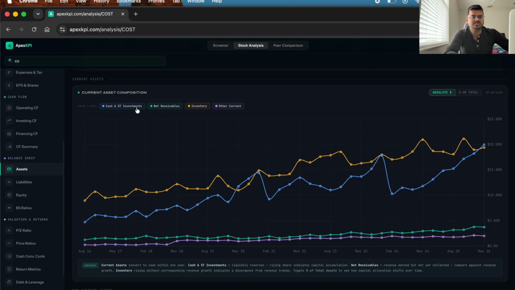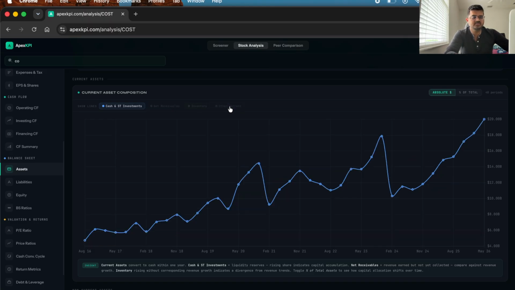So Costco has mentioned four segments as current asset. First one is cash and short-term investment. Second one is net receivable. Third one is inventory, and fourth one is other current asset. So here we can uncheck these three things and first look at the cash and short-term investment. In 2016 they had around $4.7 billion. Then consistently they have grown. As of the most recent quarter, they have $20 billion in cash and short-term investment.